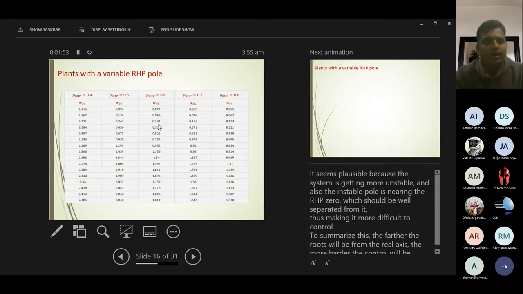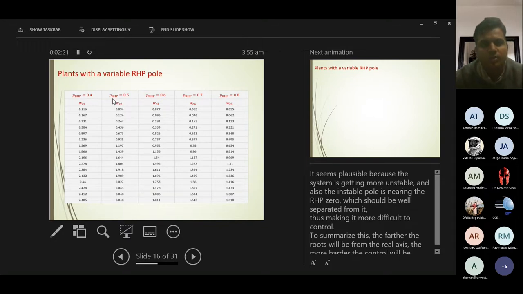So we could analyze that when the position of the right half plane pole was increased by a summand of 0.1, the controllability was going to deteriorate. For example, in the first case we could see that the value was 0.4, then the controllability characteristic was having a value of 0.116 onwards to 2.048.